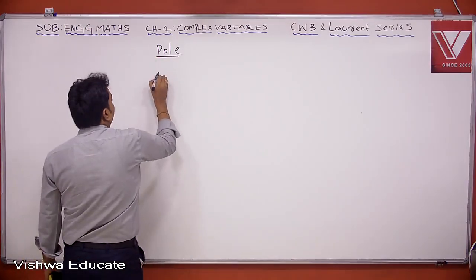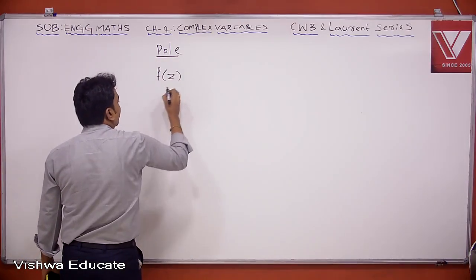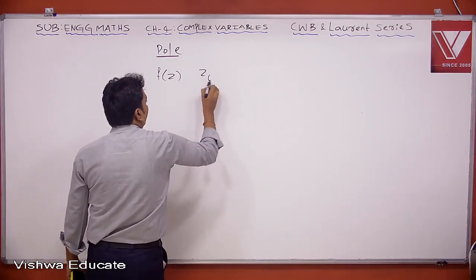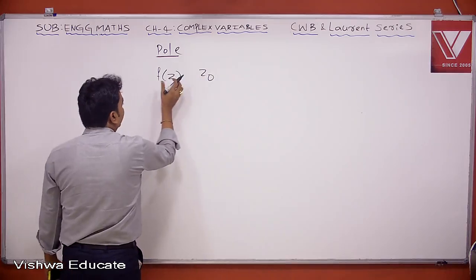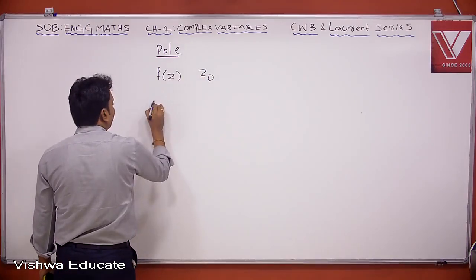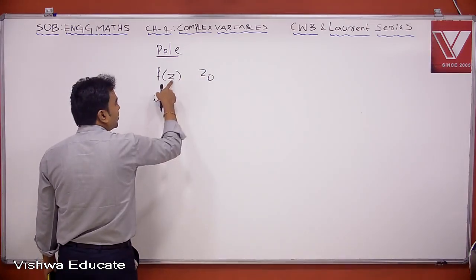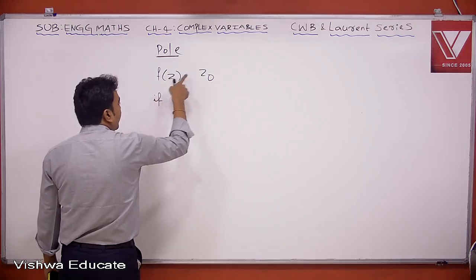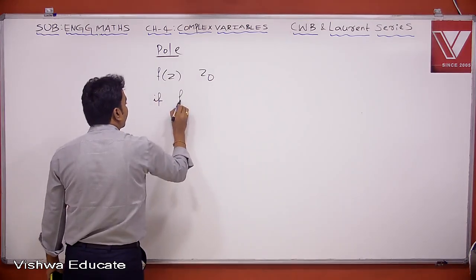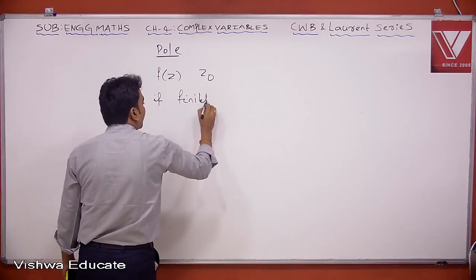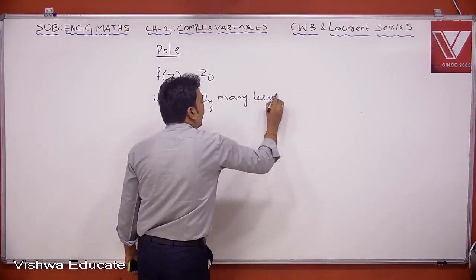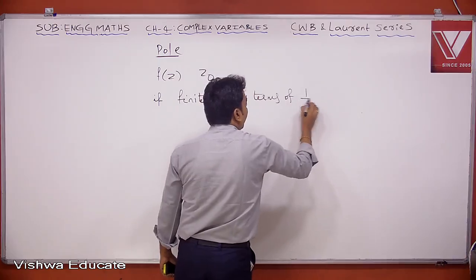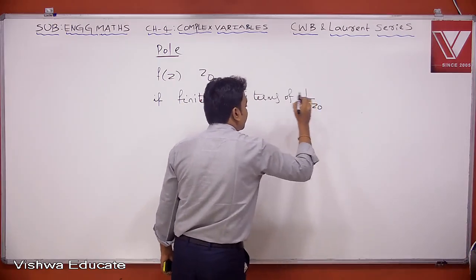Pole. Suppose we have a complex valued function f of z and z0 is one of its singular points. We say that this is a pole of this function f of z if the Laurent series expansion of f of z about z equal to z0 has finitely many terms of the form 1 by z minus z0.